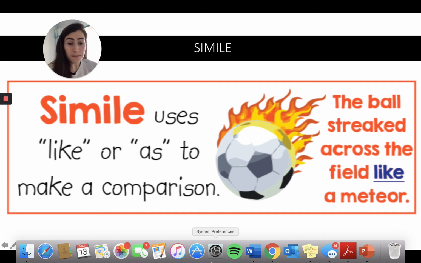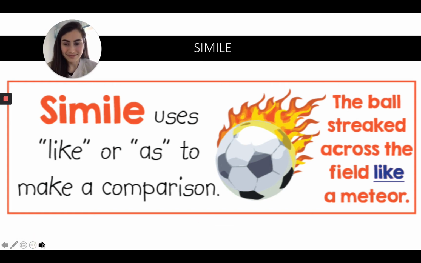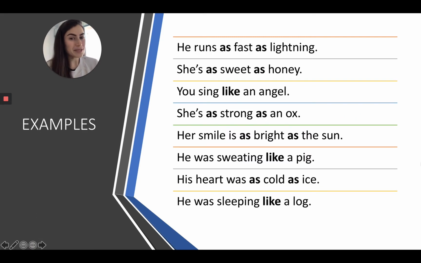So, for example, the ball streaked across the field like a meteor. I'll give you some more examples of like. Okay, so these are all similes because they use like or as to make a comparison. He runs as fast as lightning. She's as sweet as honey. You sing like an angel. She's as strong as an ox. Her smile is as bright as the sun. He was sweating like a pig. His heart was as cold as ice. He was sleeping like a log.